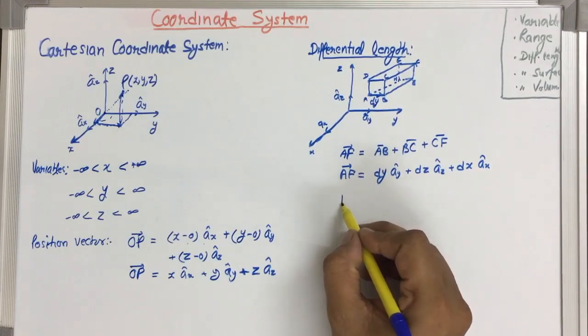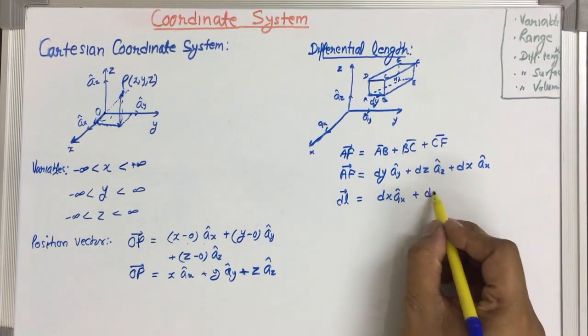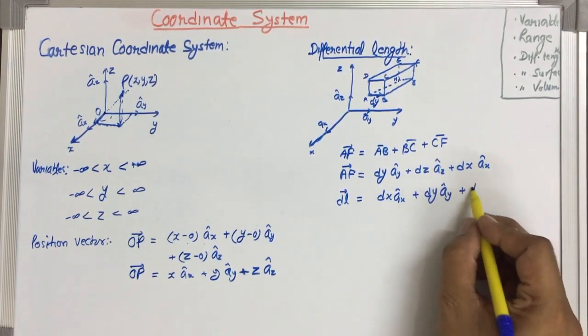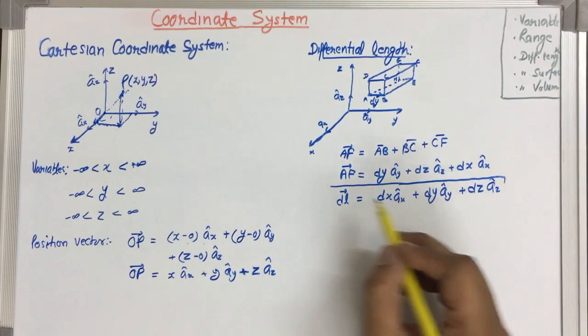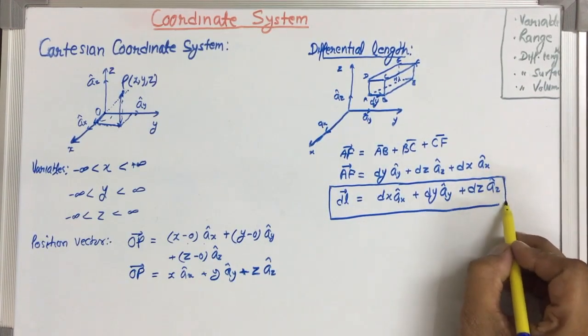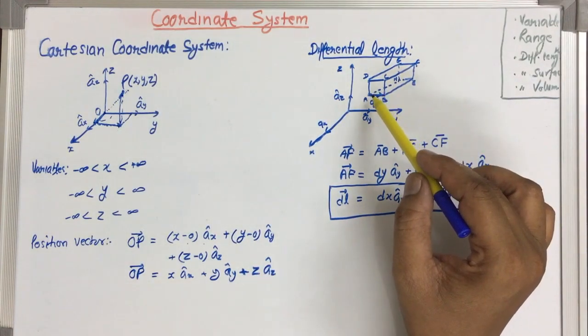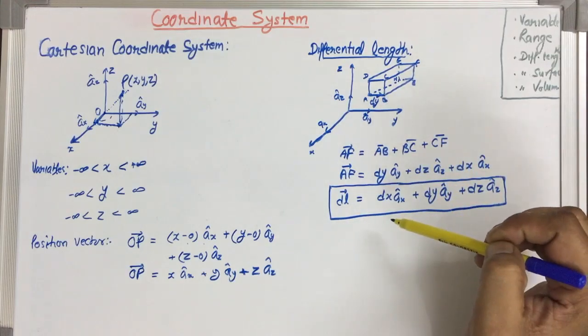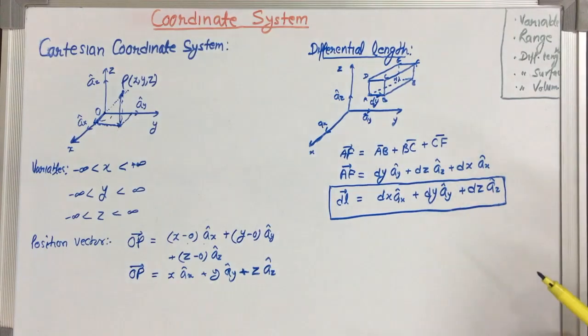Now this small length can be written as differential length, dx ax plus dy ay plus dz az. So this is our differential length in case of Cartesian coordinate system. Hopefully it should be clear to all of you. So to cover full object, we start from any point and we covered full object. The length covered, that is called differential length, can be represented like this in case of Cartesian coordinate system.